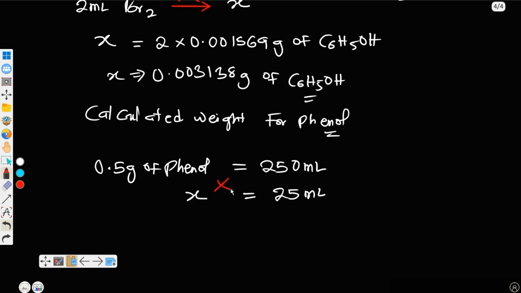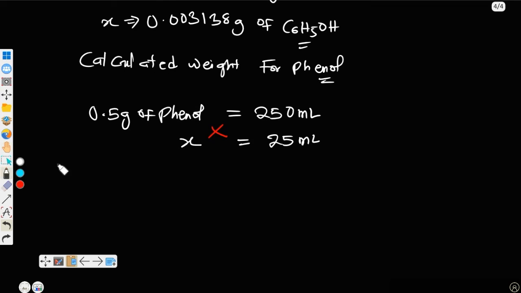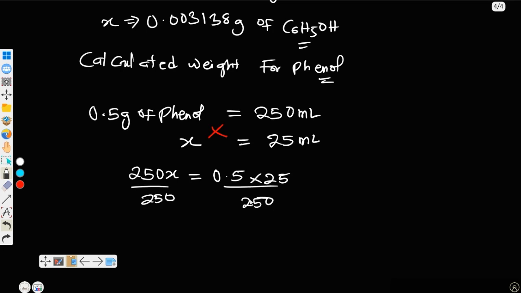X. At this point, cross multiply. This is going to give us 250x equals 0.5 times 25. So divide by 250, and when this cancels, x will be 0.5 times 25 divided by 250, which gave me 0.05 gram. Is that okay? That's the amount in the 250 ml that we actually pipetted and used to carry out our practical.